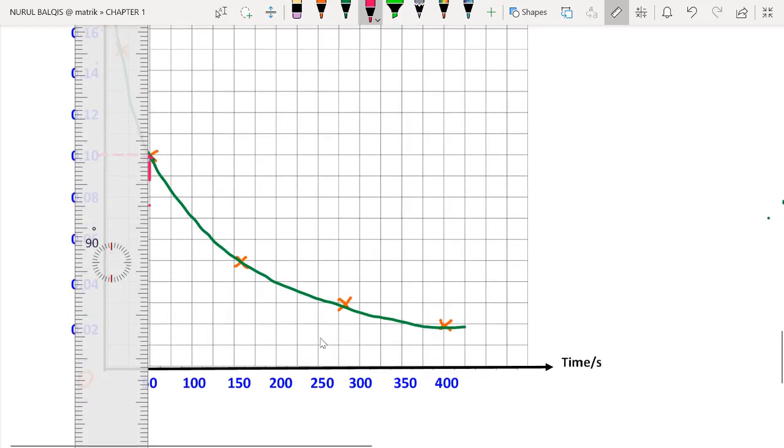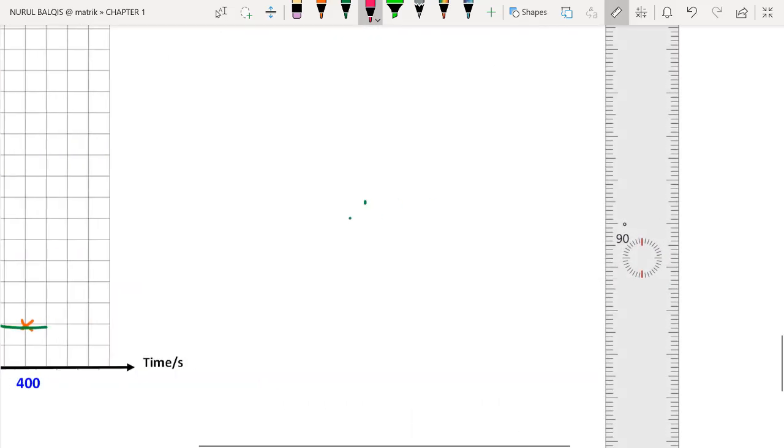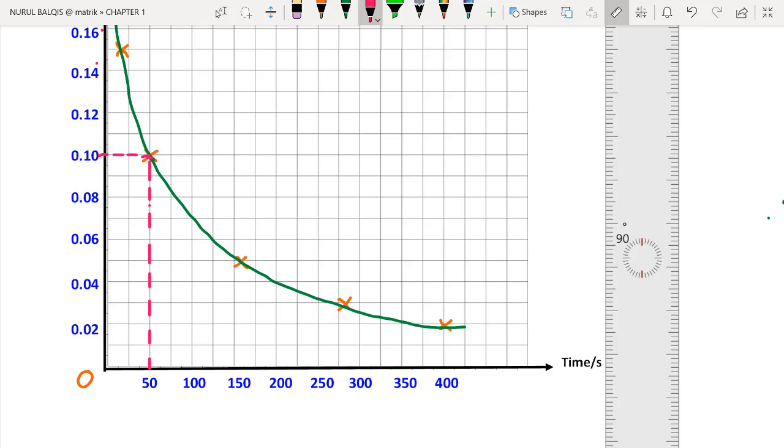Okay, we'll see that the half-life is 50 seconds. So we need to label it. So this is gonna be 1/2 initial concentration. Okay, and then this is gonna be your first half-life, so we need to label it. This is gonna be your first half-life.